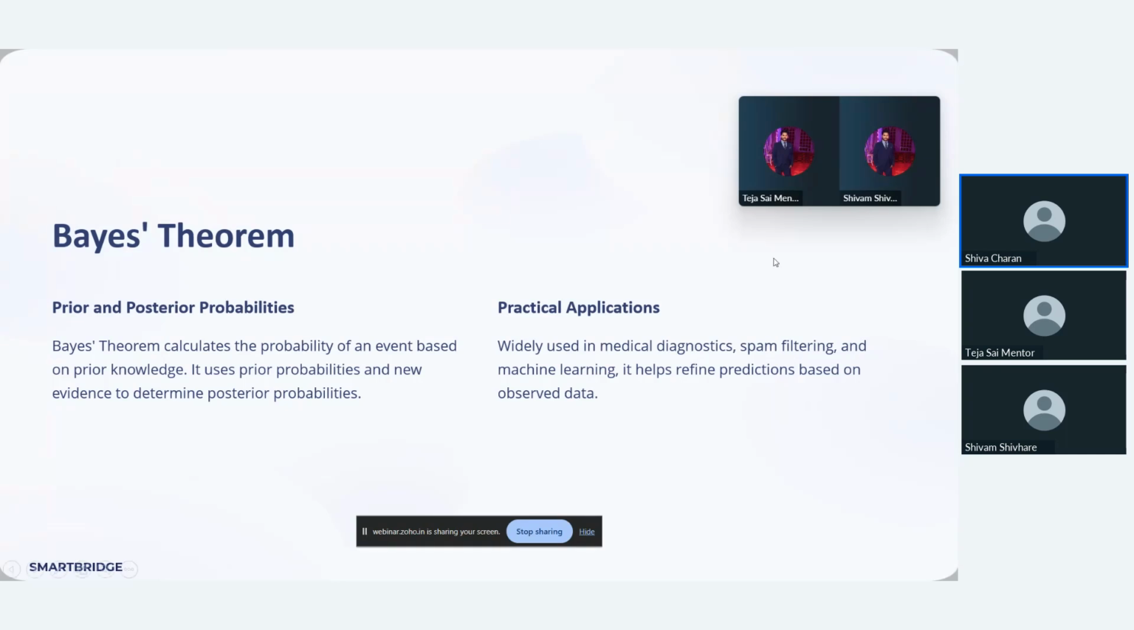So depending on the previous observations or the prior probability knowledge, I will be calculating the probability of an event, whether it occurs or not, and then I will be saying the posterior probability. Then I will be saying the posterior probabilities. Posterior probabilities means what could be happening.